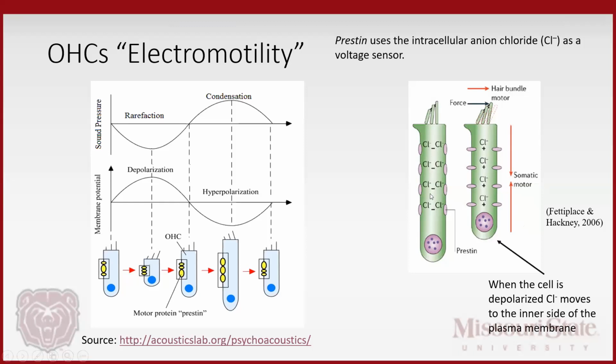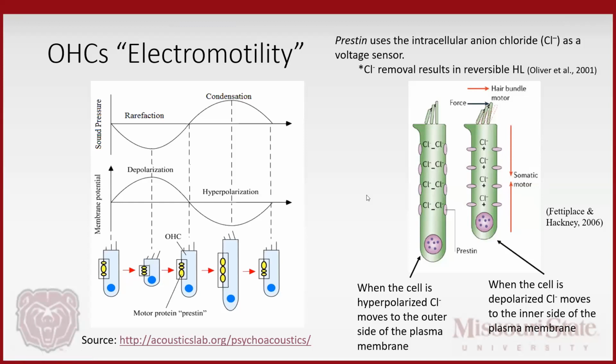When the hair cell starts regaining its negative potential, the chloride is going to be basically pushed away. And as a result, the prestin is going to move that chloride more toward the extracellular side of the plasma membrane. And as a result of that, the outer hair cell is going to elongate. One of the studies that looked at the role of chloride found that it is basically the one used mostly because removal of chloride from the hair cell caused a reversible hearing loss. So when the chloride was allowed back in, the hair cell regained its function.